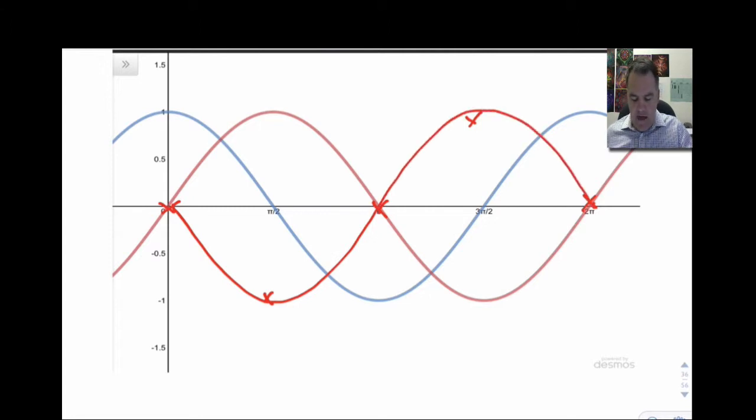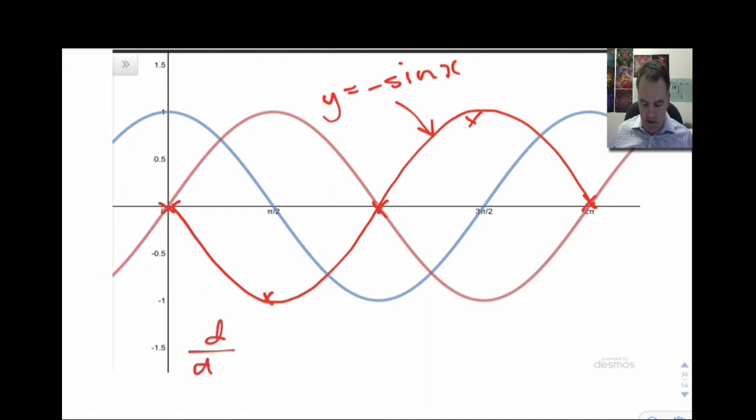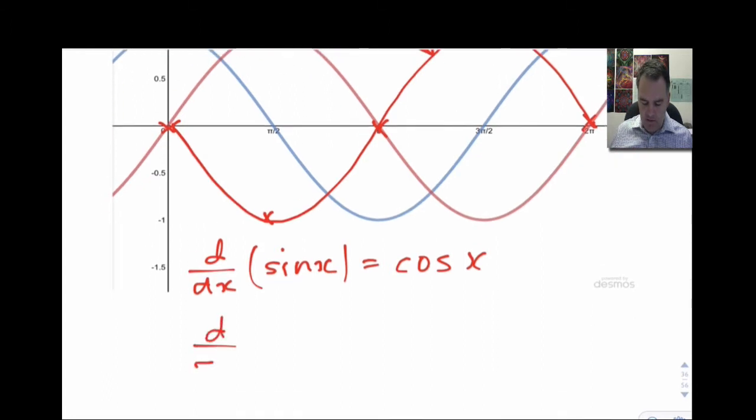That to me looks like the graph of y equals negative sine x. It's the graph of sine of x, but instead of going up, we go down. It's just negative sine of x. So two important results then. d by dx of sine of x is cos of x. And secondly, the derivative of cos x is negative sine of x.